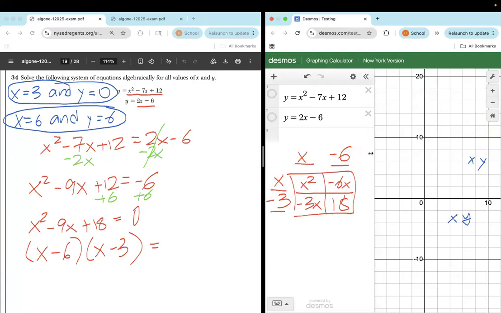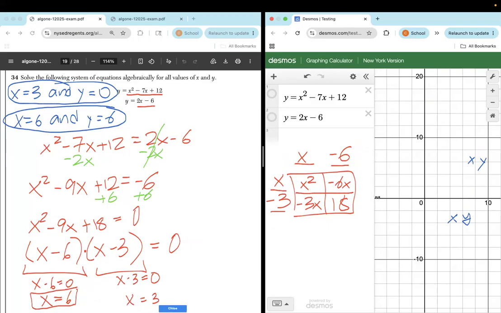Okay. Anyways, so it's equal to 0. Since this is a product, x minus 6 times x minus 3 equals 0, I know 0 times any number will give me 0. So either this is 0 or this is 0. In that case, x would be 6, and in this case, x would be 3.